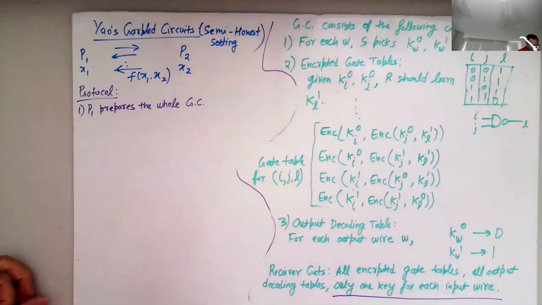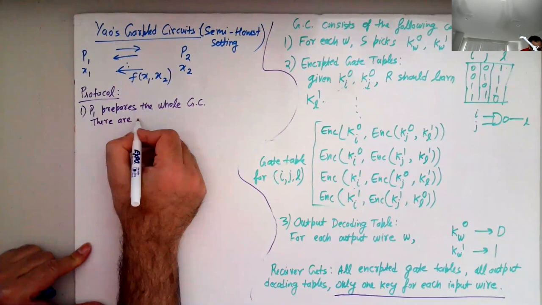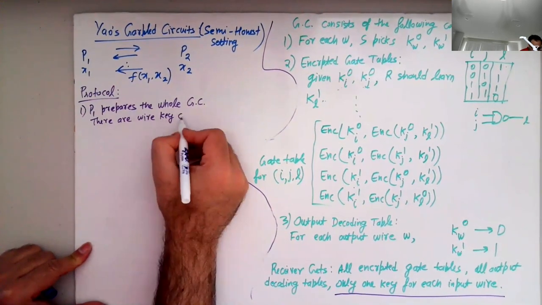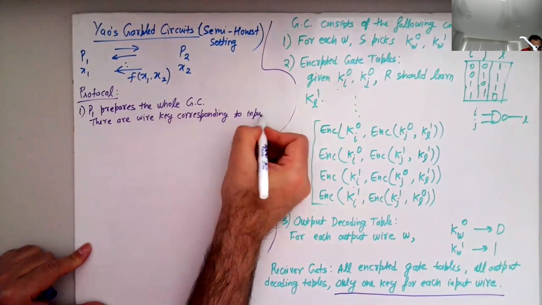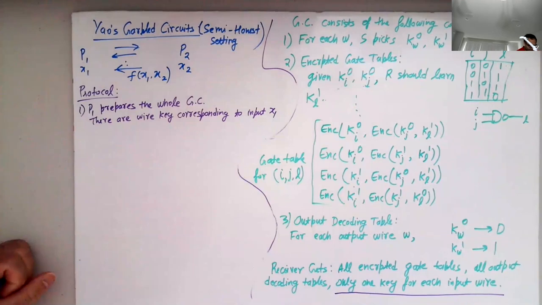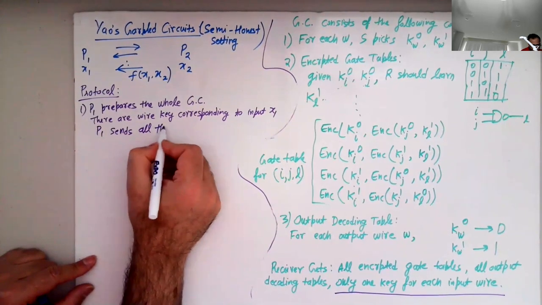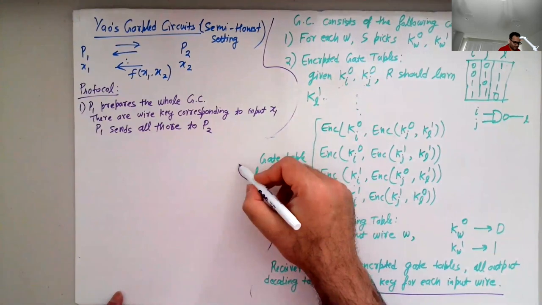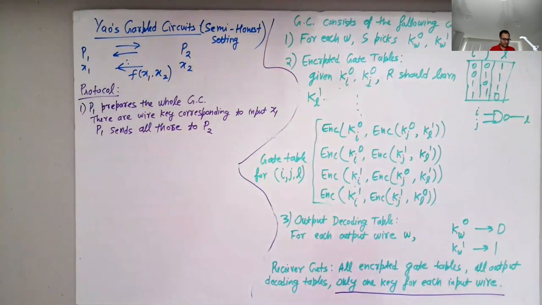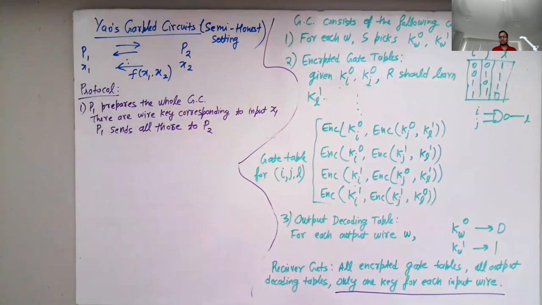And note that there are wire keys corresponding to input X1. P1 sends all those to P2. Okay. So there are some input wires in the circuit which are for the input X1. Input X1 is known to P1. So P1 sends one of the two keys corresponding to what X1 is.